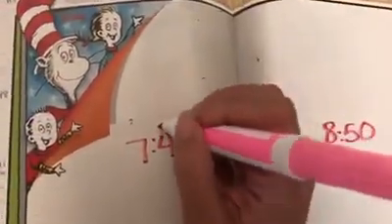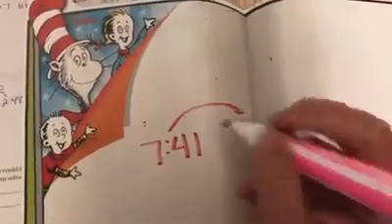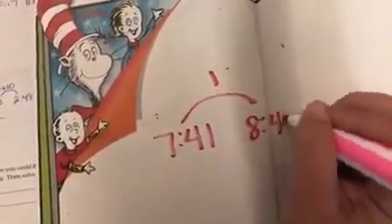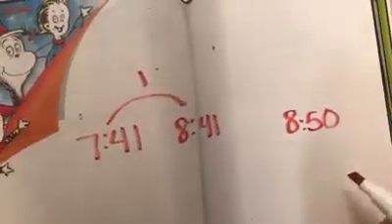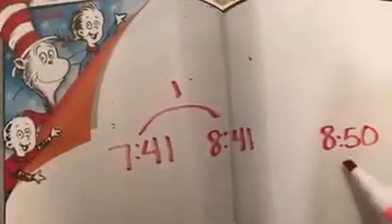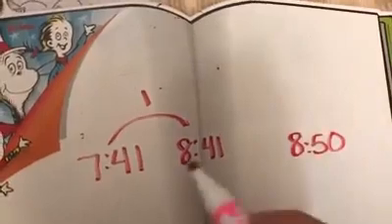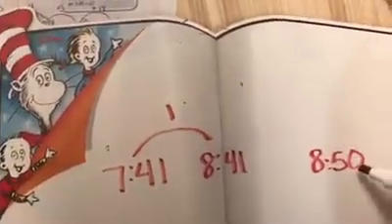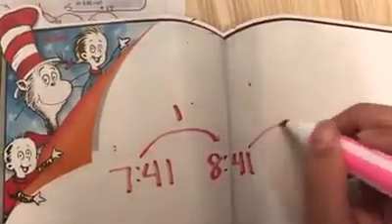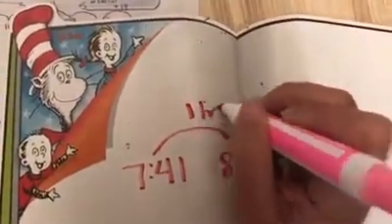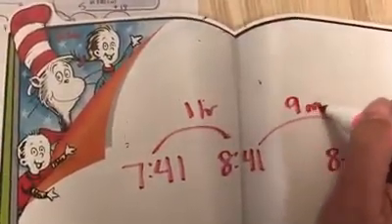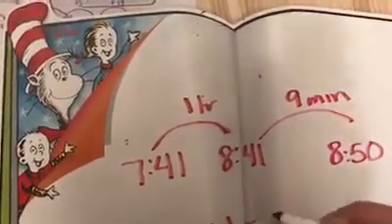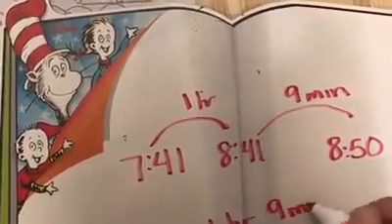Well, like I did before, I can start with my start time and I'll go and add 1 hour. And I'm going to see that that would bring me to 8:41. Now the nice part is 8:41 is very close to 8:50. So my hours are right where they need to be, but my minutes aren't. So how many more minutes do I need to get from 41 to 50? So I'll say that's 1 hour. And here I'm going to add 9 minutes. So my elapsed time would be 1 hour and 9 minutes.